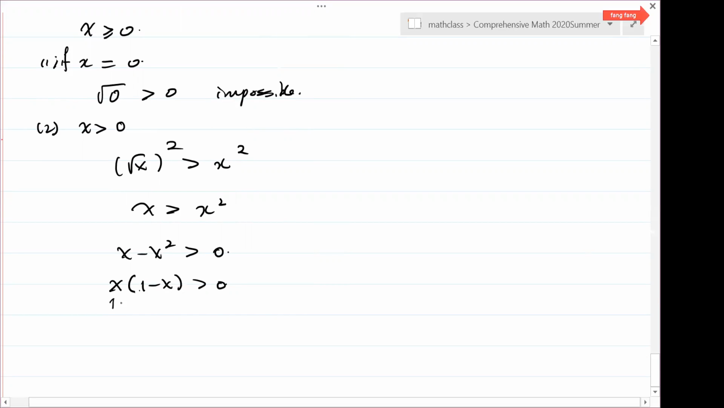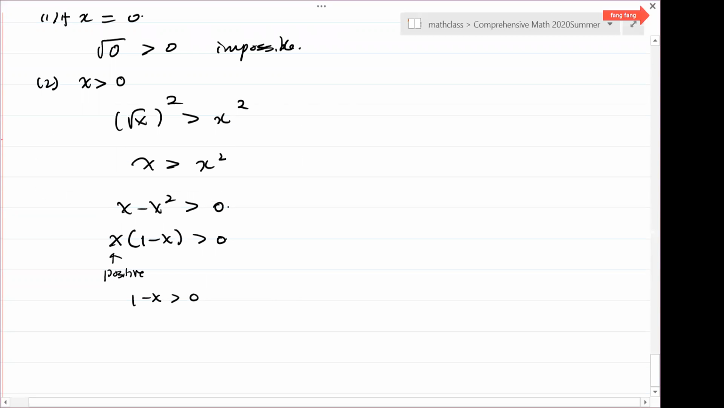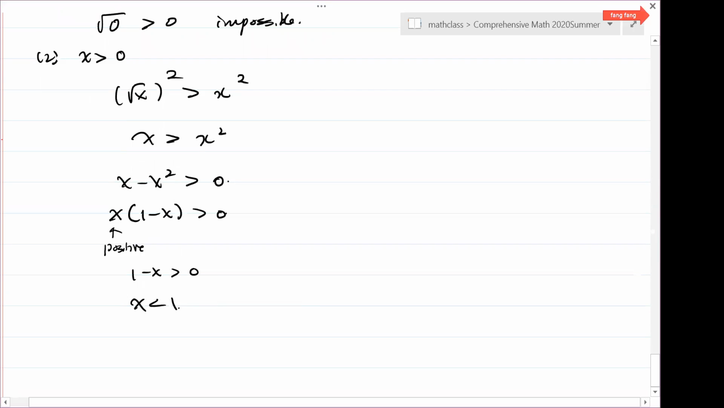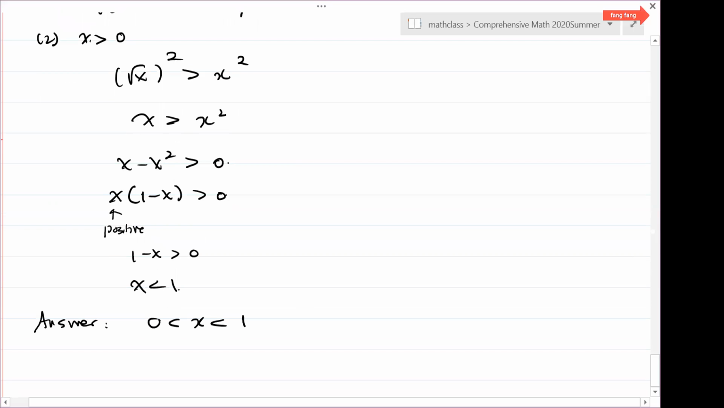But we know that x is positive, right? So 1 minus x should be greater than 0. That is why x should be less than 1. So when x is positive, x must be less than 1. So your answer here is x is greater than 0 and less than 1. Okay. x cannot be 0. This is the answer.